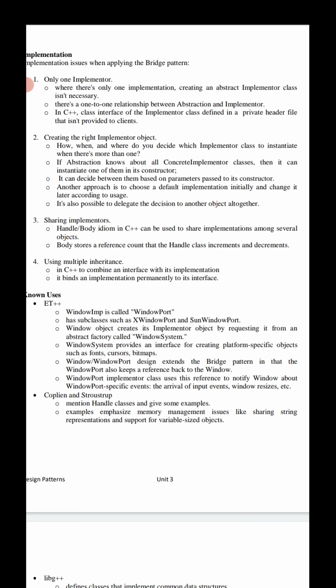Coming to the second implementation key point, creating the right implementer object: how, when and where do you decide which implementer class to instantiate when there is more than one? If the abstraction knows about all concrete implementer classes, then it can instantiate one of them in its constructor, so it can decide between them based on parameters passed to its constructor.